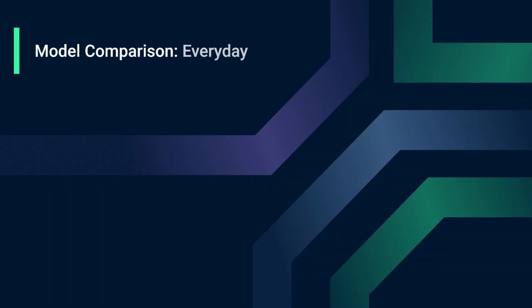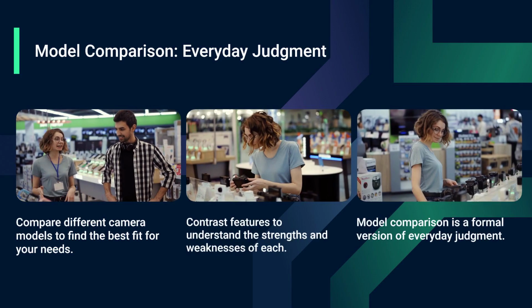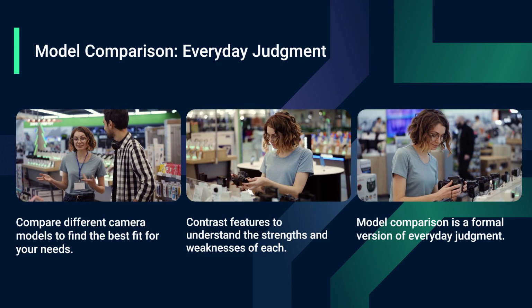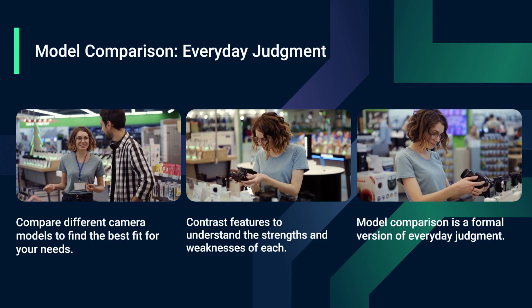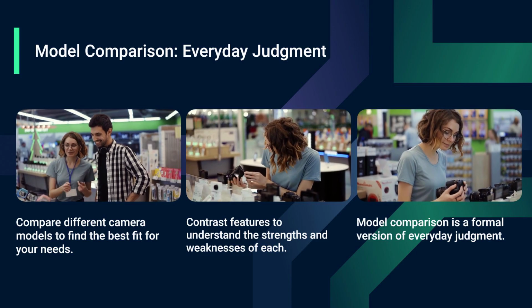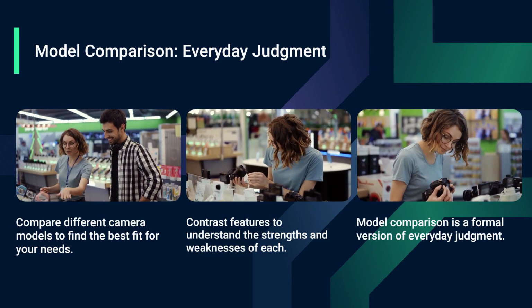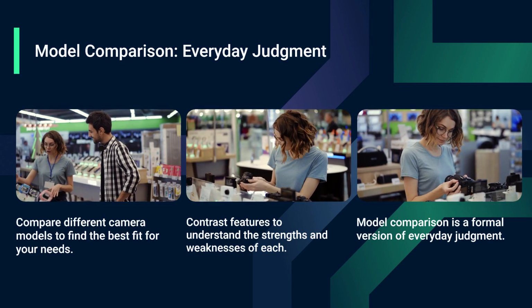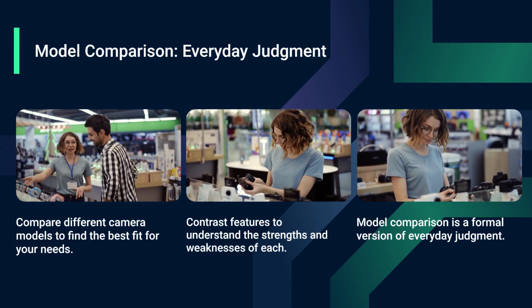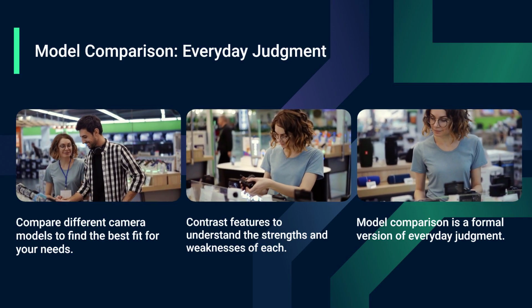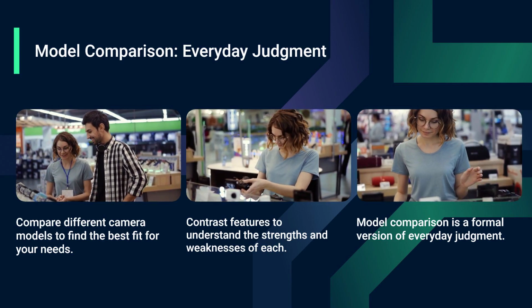Imagine you're shopping for a camera. Would you walk into Best Buy and immediately buy the first one the salesperson recommends? Probably not. More likely, you'd compare different models, contrast their features, weigh the pros and cons, maybe even check prices on Amazon, eBay, and elsewhere. In that sense, model comparison isn't some abstract statistical procedure. It's just a formal version of the kind of everyday judgment we make all the time.